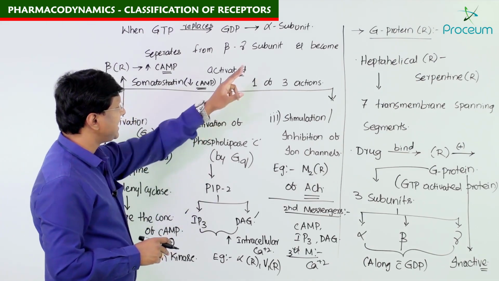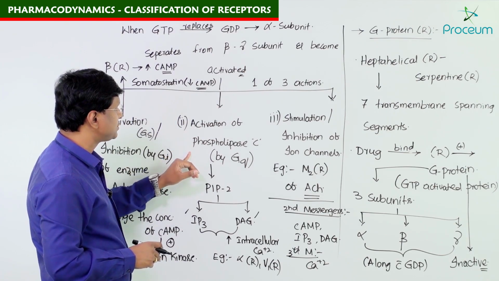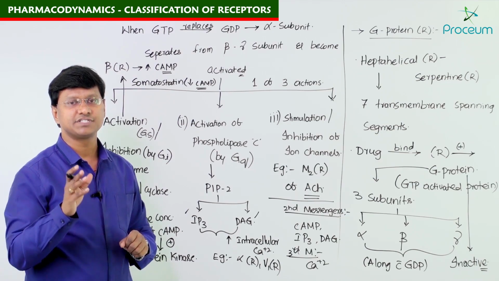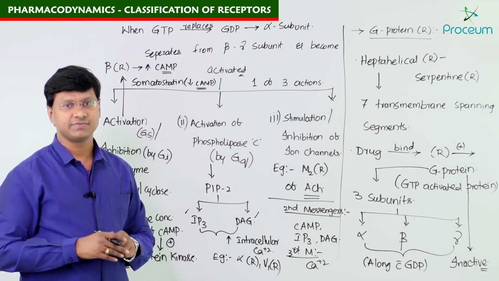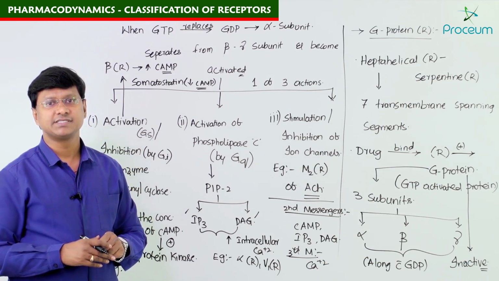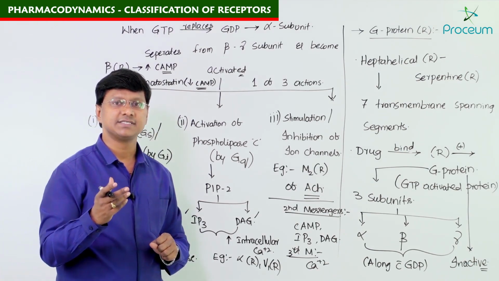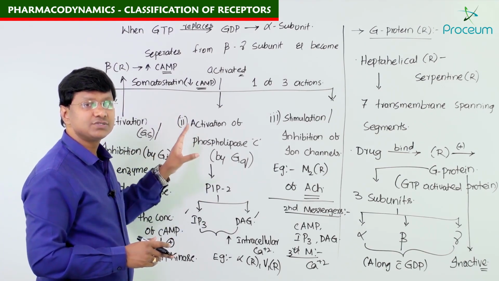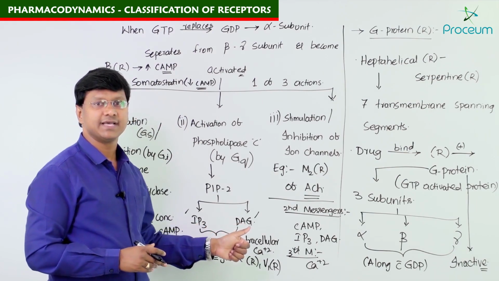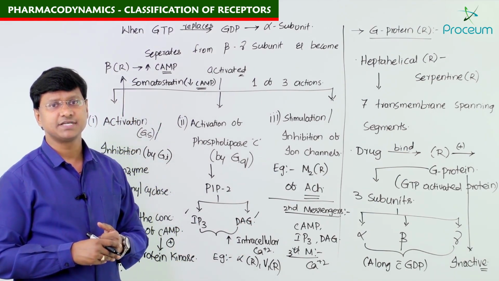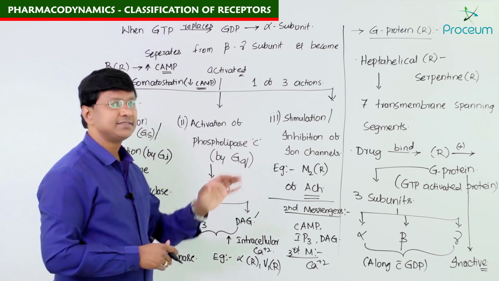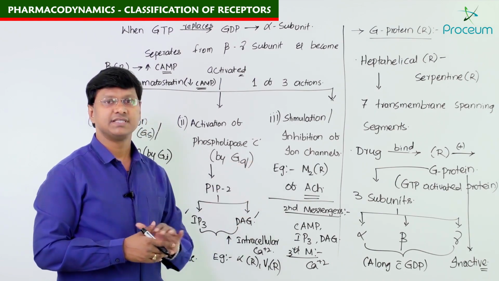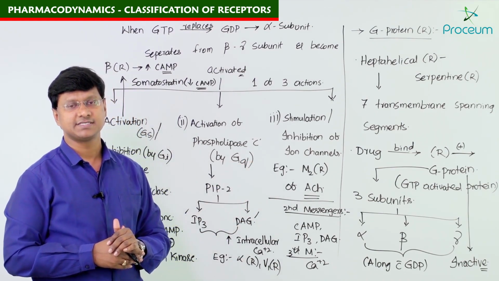Second, the activated alpha subunit may cause the activation of phospholipase C. This activated phospholipase C enzyme converts PIP2 to IP3 as well as DAG. The final result is an increase in intracellular calcium, and this action of activated phospholipase C is seen with the alpha receptors and the V1 receptors, which are vasopressin receptors. The third one is stimulation or inhibition of the ion channels; the example is the muscarinic receptors, the M2 receptors of acetylcholine.